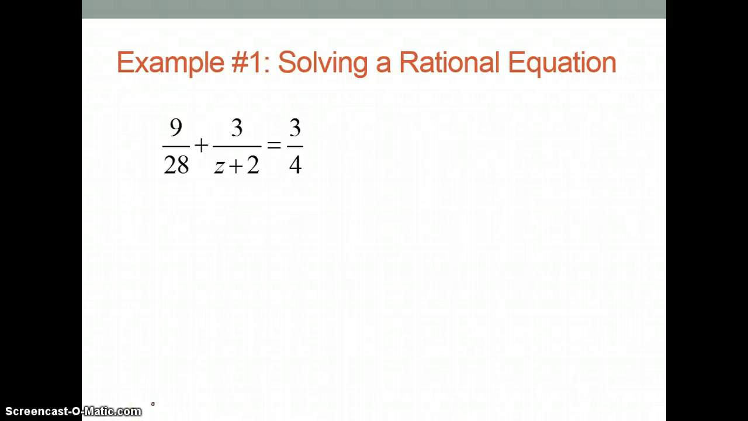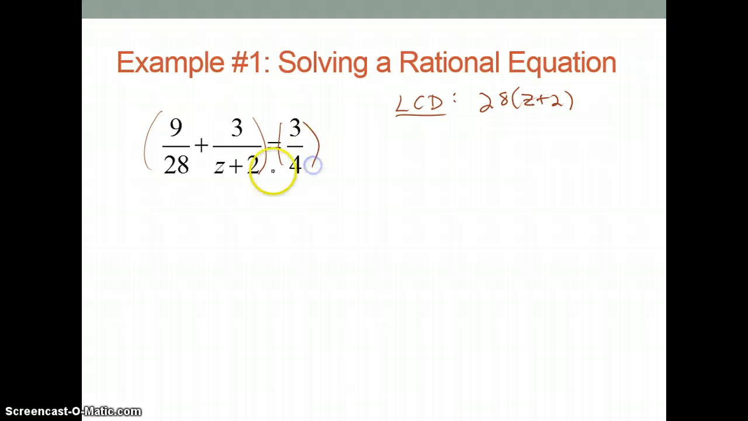In this video, I'm going to take a closer examination of example 1. Remember, our ultimate goal is to solve for the variable, and the way that we do this is eliminating the fractions first. So one method that we can do is multiply by the LCD. The LCD in this case is 28 times z plus 2. So if we multiply each term by that, then we can effectively get rid of the fractions, leaving us with a basic algebra 1 type problem.